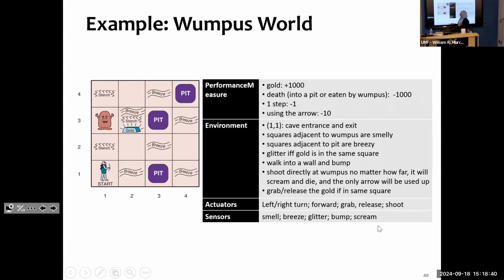So we are going to guess thanks to sensors. How can I guess if there is a monster? If I smell a very bad smell known as stench, then there is a monster. Where will I find that? In the rooms or squares that are adjacent to the wumpus. They are smelly. Squares that are adjacent to the pit are breezy.